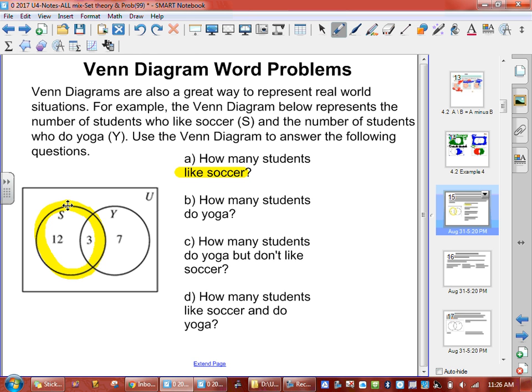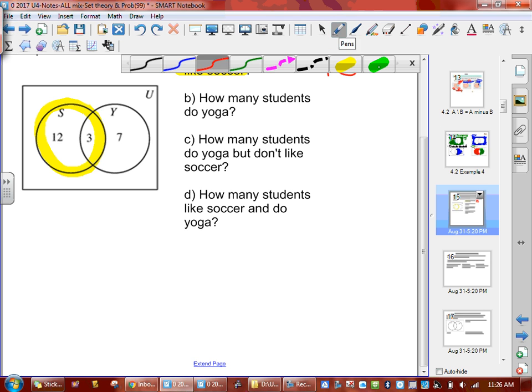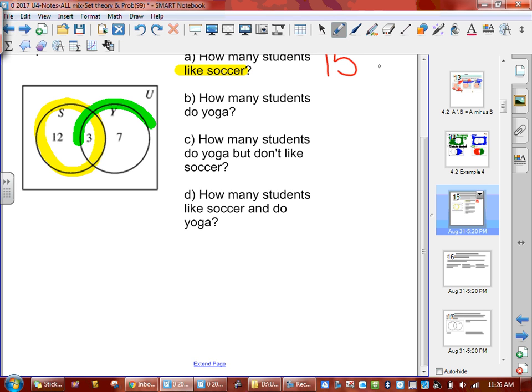Now it says, how many students do yoga? So now I'm going to circle the yoga circle. How many students do yoga? How many do yoga? The entire green circle. How many? 10.